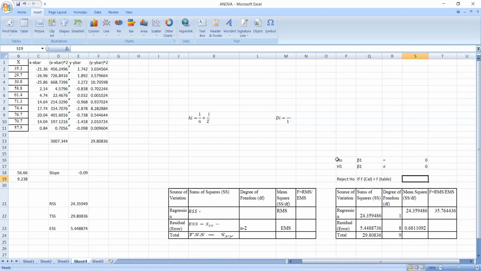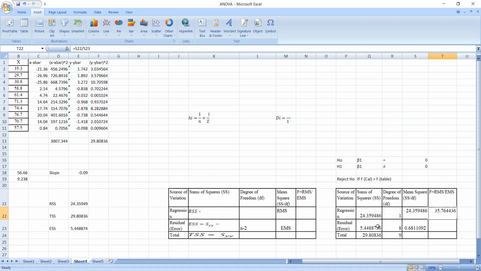This is the hypothesis that we are testing. So nothing new. We can actually do this even without constructing this Anova table, but we just want to illustrate the concept of Anova here. Now for this data set, we can see our calculated F value is 35.76. So let's check with the table value.